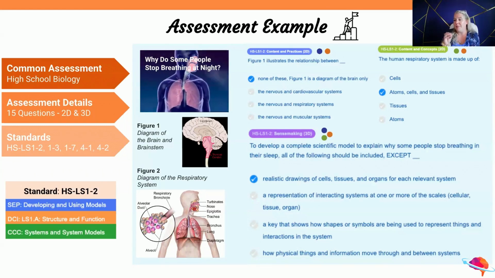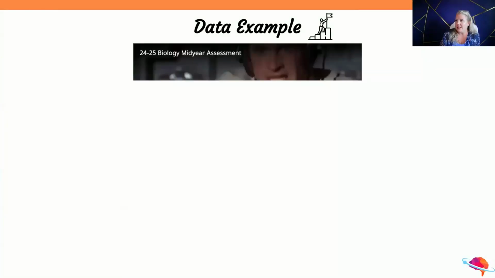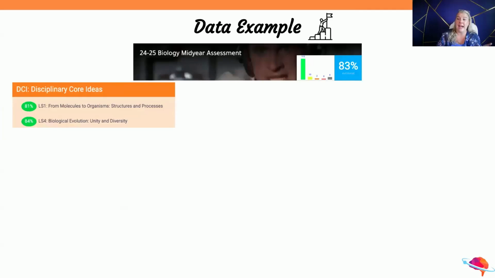Because for this one they picked 5 different standards, in this assessment there would have been 5 different phenomena, so each phenomenon would have been tied to a different standard. With each of those standards, they picked about 3 questions, 2D and 3D, in order to measure the mastery of that standard. The data that you can get as a result of a curricular benchmark is going to be really similar to what we saw on the growth benchmarks. You can see how students are doing on those core DCIs that we picked, because they had just picked LS1 and LS4.